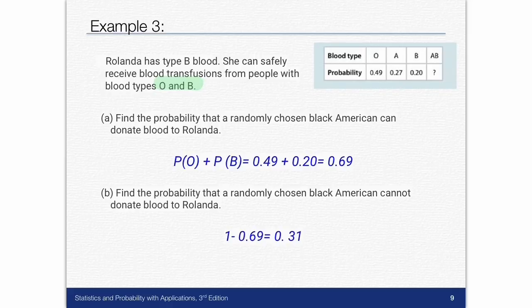So find the probability that a randomly chosen Black American can donate to Rolanda. Well, she can get blood from O and B. So I'm going to take the probability of O, probability of B, and add them up. And I get 0.69. Easy enough. Because these are mutually exclusive events, I can just add them. Find the probability that a randomly chosen Black American cannot donate blood to Rolanda. Okay, well, if the probability that they can donate is 0.69, the probability that they cannot is just 1 minus 0.69, which gives us 0.31.